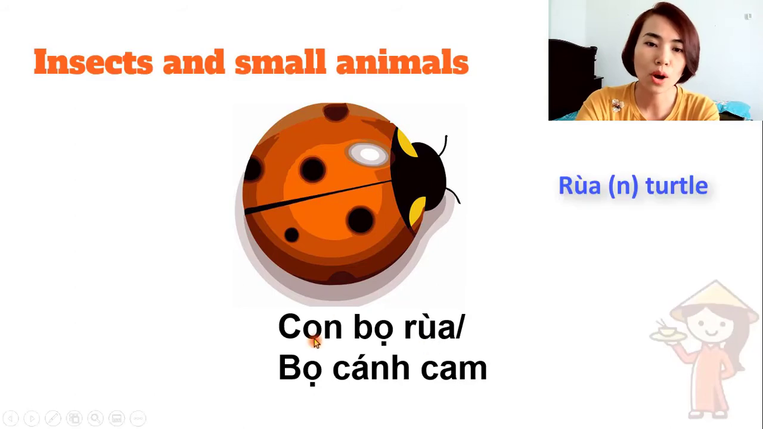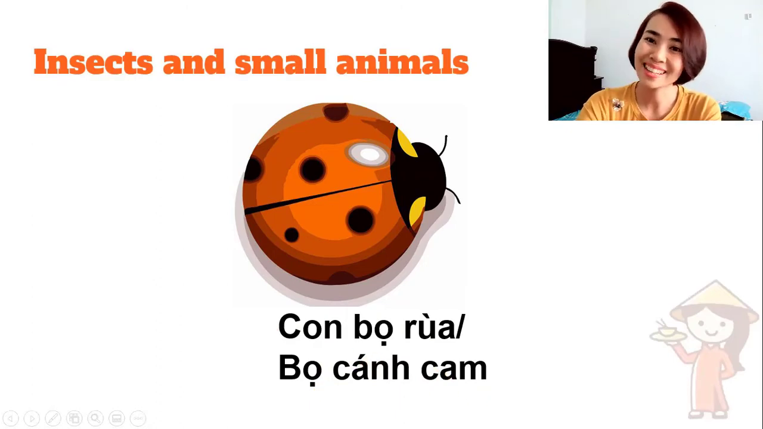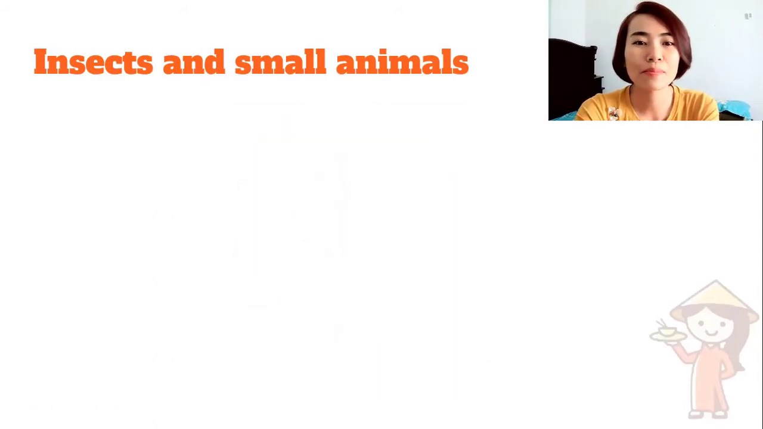Rùa is turtle. Con bọ rùa. And bọ is the noun for all kind of bugs. Or it has another name, bọ cánh cam. Cam is the color like orange, and cánh is the wings. So the bug that has orange wing is bọ cánh cam. Easy, right? Next.